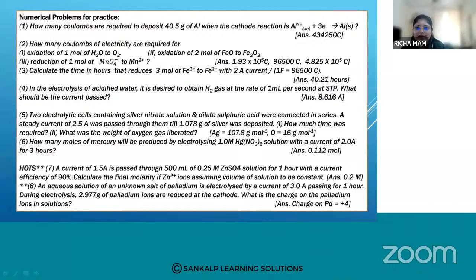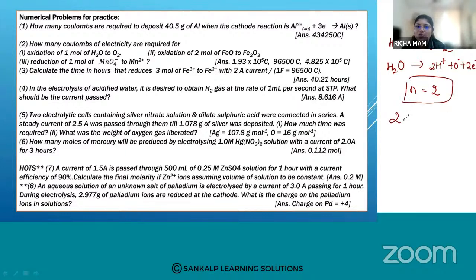I'll write the first one. H2O to O2. So H2O gives you half O2, or H2O gives you 2H plus, half O2 plus 2 electrons. So your n, the number of electrons, is 2. So it is half O2 plus 2 electrons. So 2 electrons are involved, right?